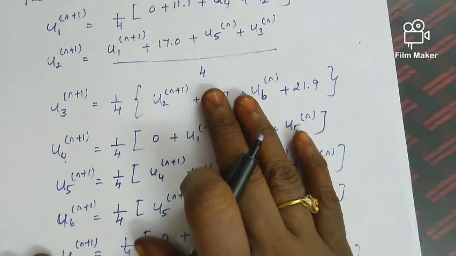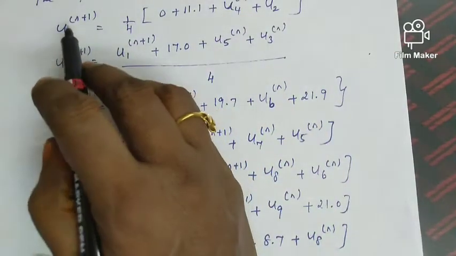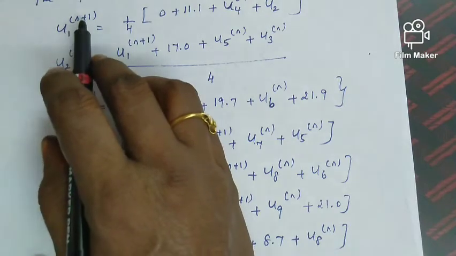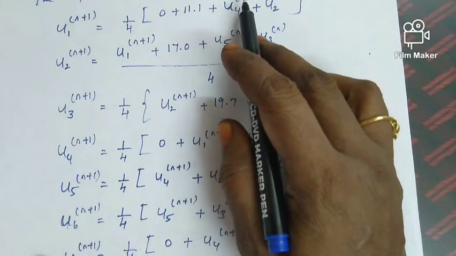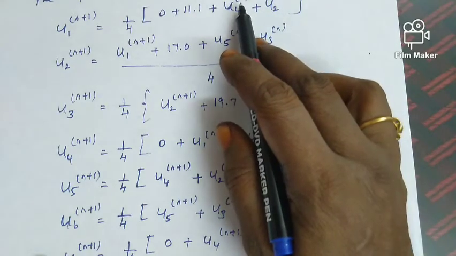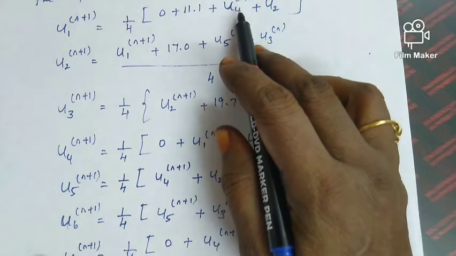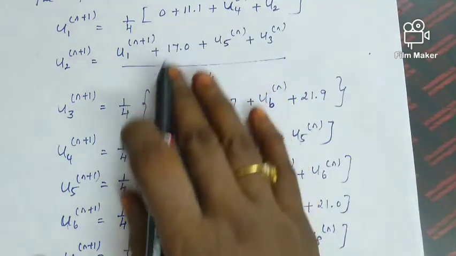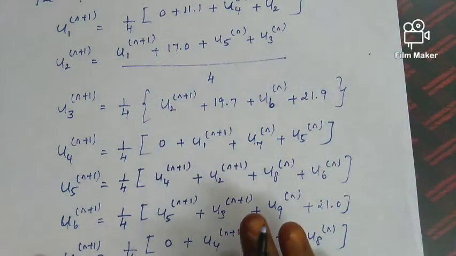In this only we are going to give the value for n equal to 0. What will happen when n equals 0? We can get the first iteration, u1 of 1. Is it clear? At that time we get u4 of 0 and u2 of 0. u4 of 0 is nothing but the initial value of u4 and u2 of 0 is nothing but the initial value of u2. Likewise only we are doing the iteration. Is it clear to you all?